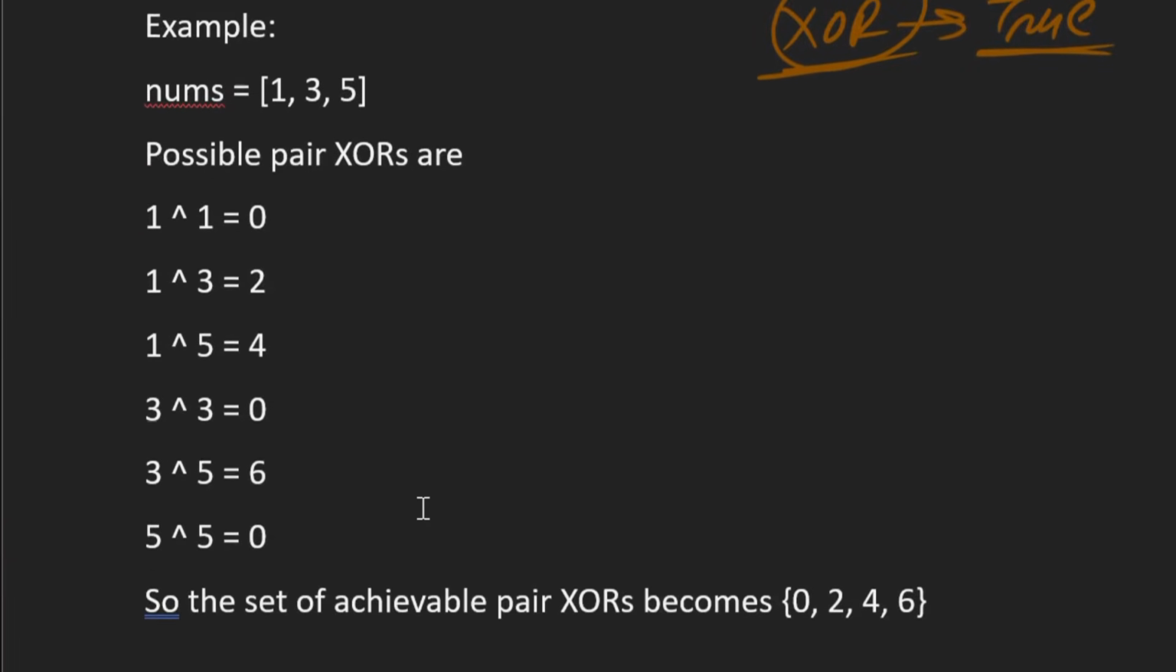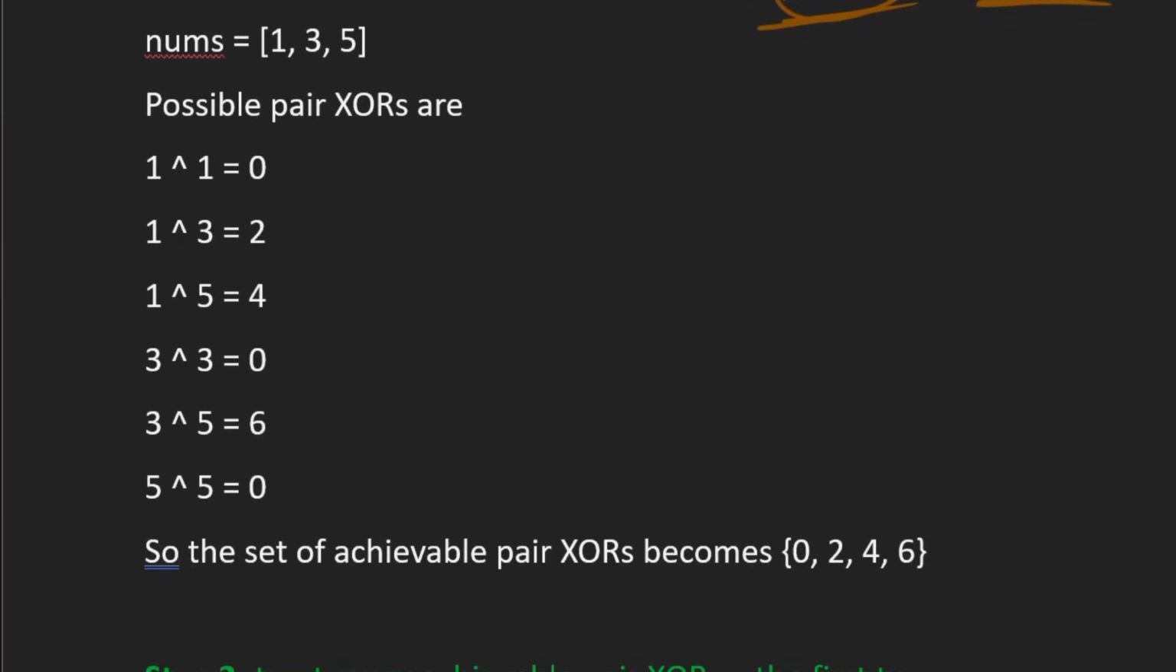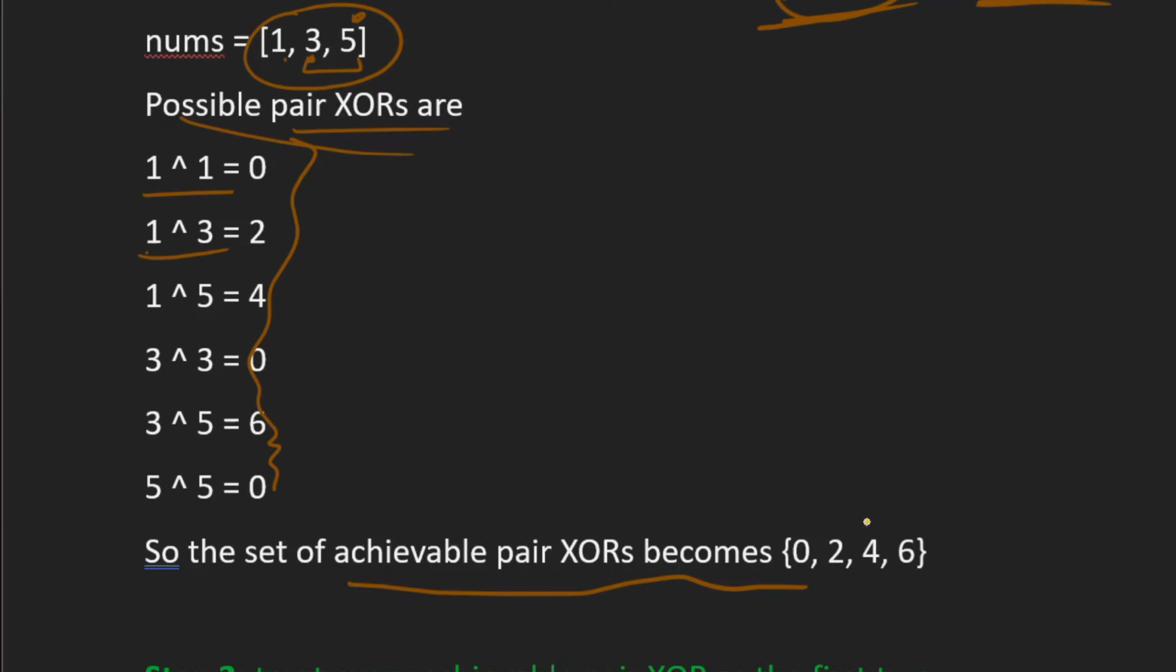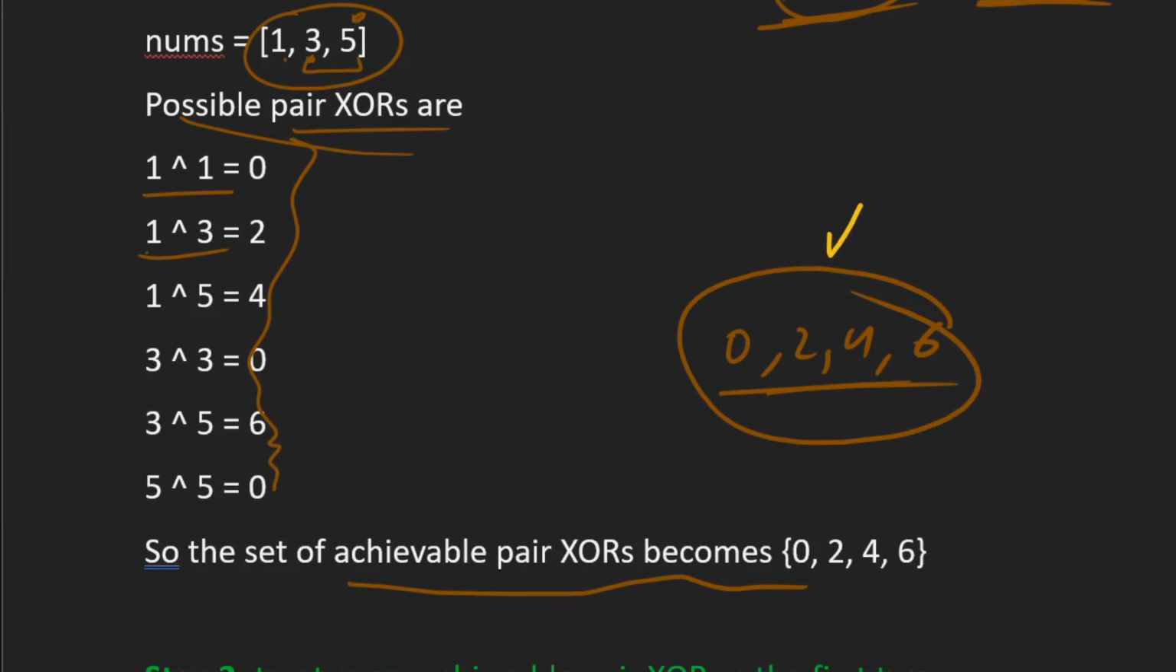Suppose our nums array is 1 3 5. What are the possible XOR pairs? 1 XOR 1, 1 XOR 3. Basically we are pairing 1 with all the elements, then pairing 3 with the rest of the elements, and then pairing 5. This way we'll get all the possible pairs, and then all the possible XOR values of each pair. So what are the achievable pair XORs? That is 0, 2, 4 and 6, right? So these are the 4 XOR values which we can achieve when we take pairs.